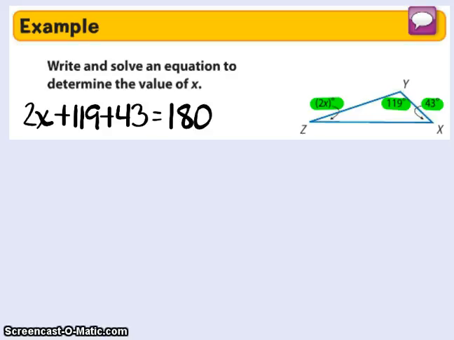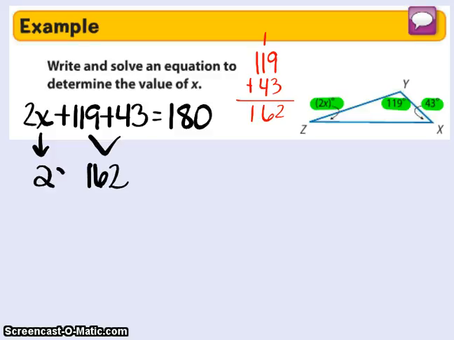So the very first thing I want to do is add these two together. So I have 119 plus 43. 3 plus 9 gives me 12. Then I have 4, 5, and 6, and then bring down the 1, so I have 162. Then I need to bring this down. This 2x plus 162 is equal to 180. So this is now just a two-step equation.